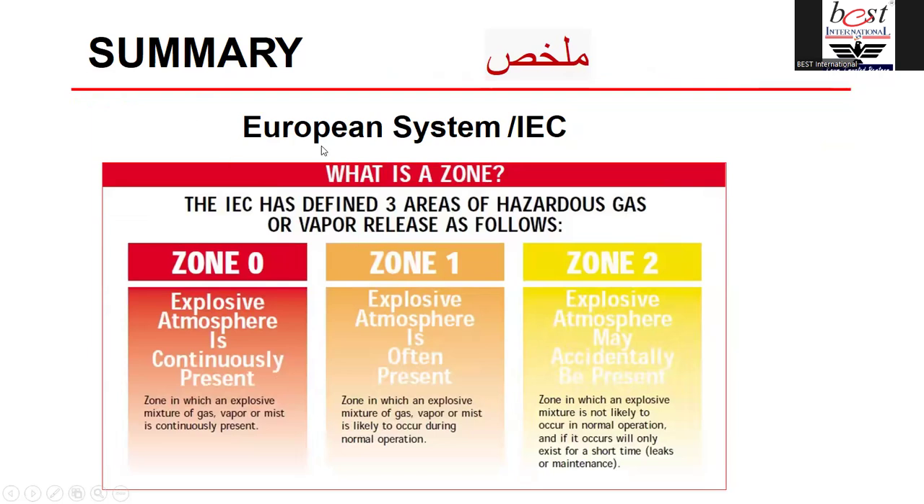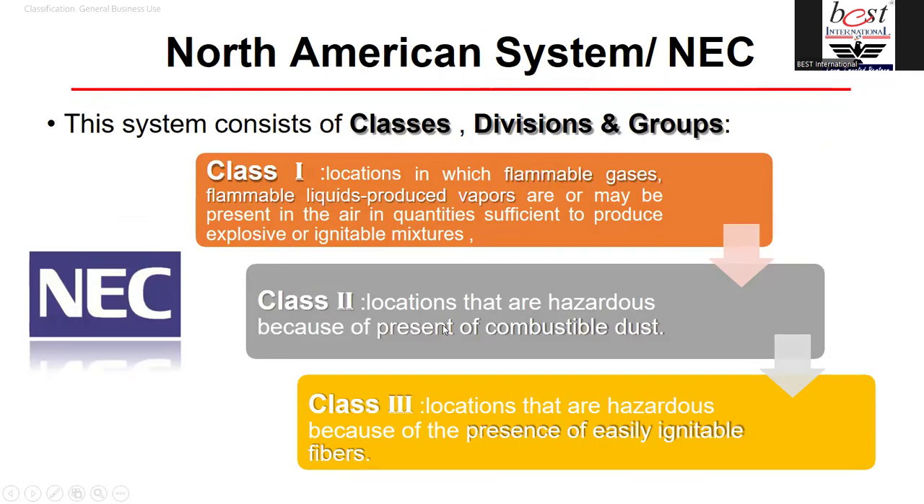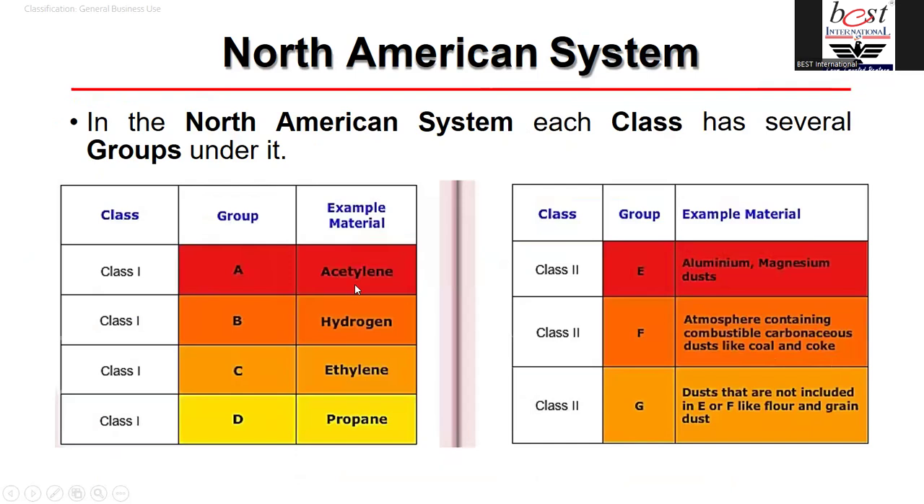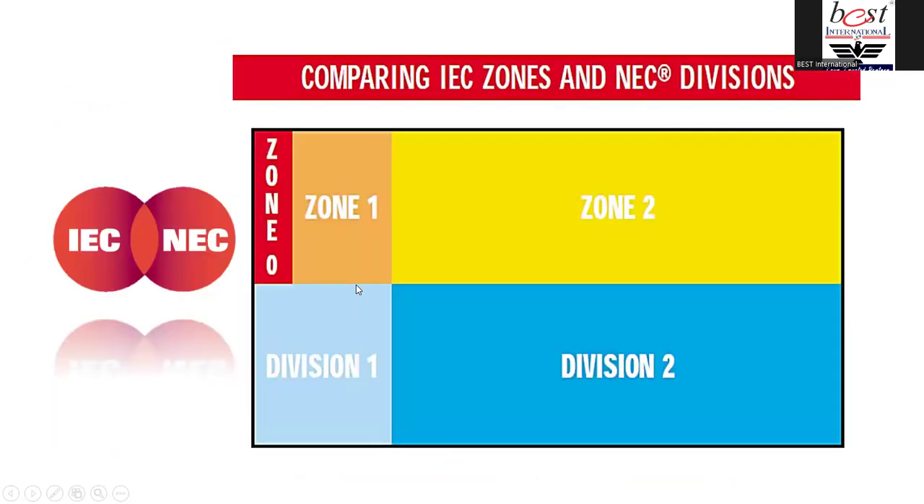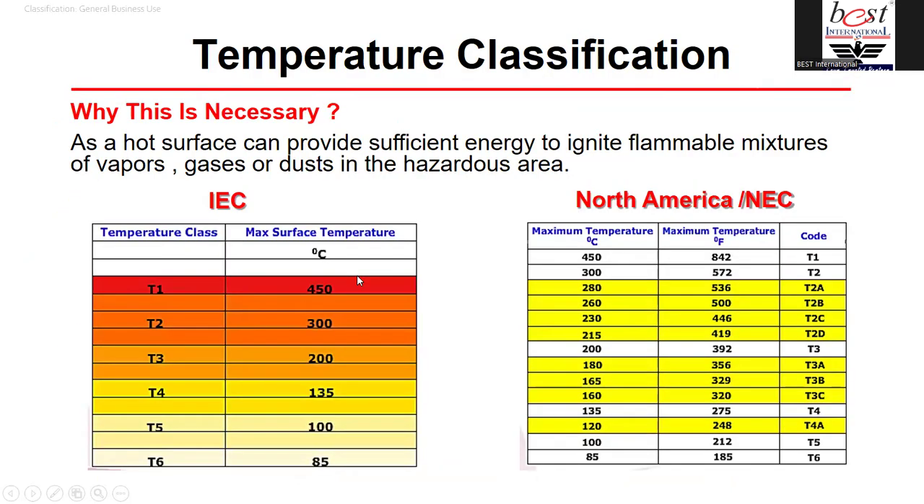So summary, the European system IEC has defined three areas of hazardous area of vapor release or failures. Explosive atmosphere continuously present is zone 0. Explosive atmosphere often present is zone 1. Explosive atmosphere that may accidentally be present is zone 2. That's all we discussed already. You remember we have discussed all.